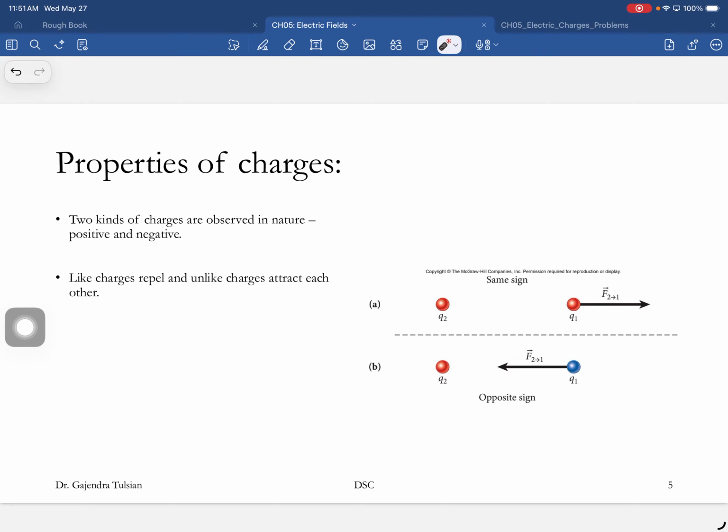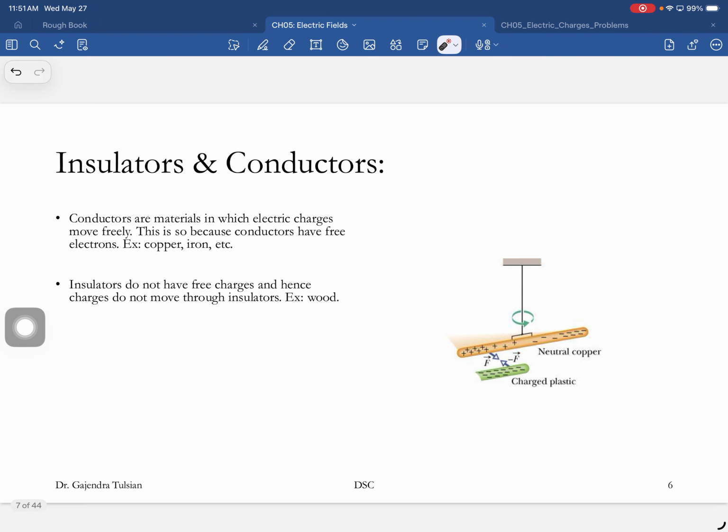So you have two kinds of charges. Like charges repel each other, unlike charges attract each other, and the magnitude of the force is given by Coulomb's law.